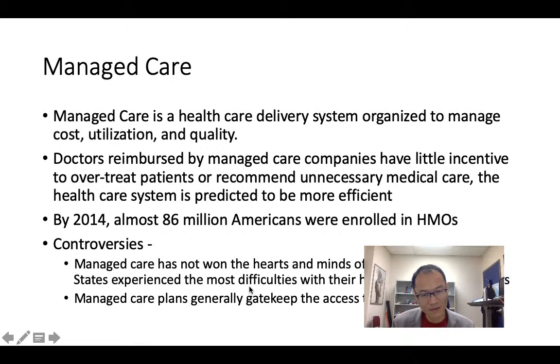Like I said, managed care is not popular among Americans. They hated the paperwork, they hated the denial of services, especially for specialist services. I had a lot of trouble with my health coverage. It's really, really difficult to get specialist service if your plan is HMO.